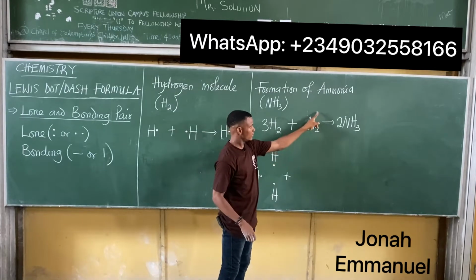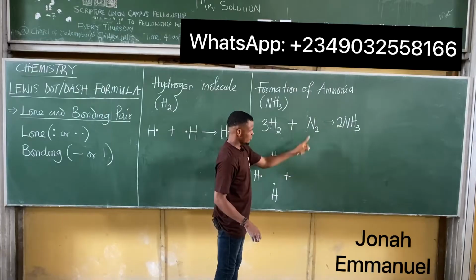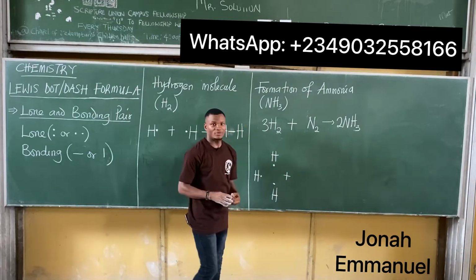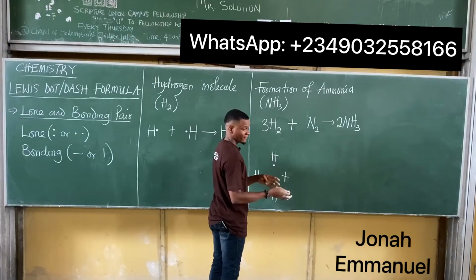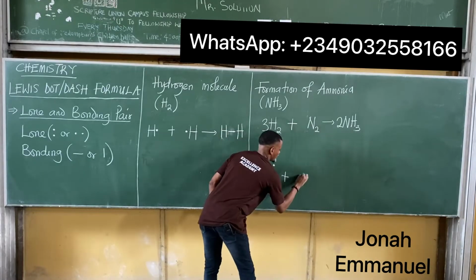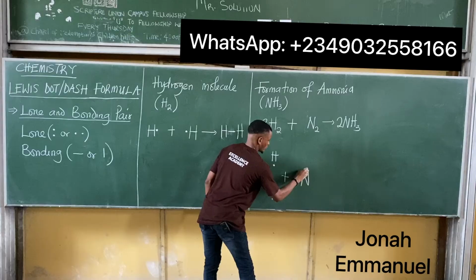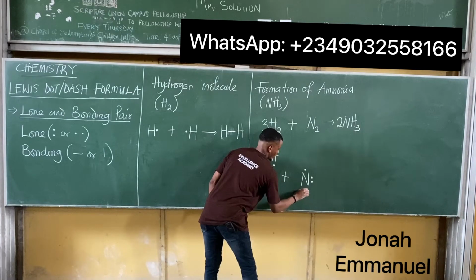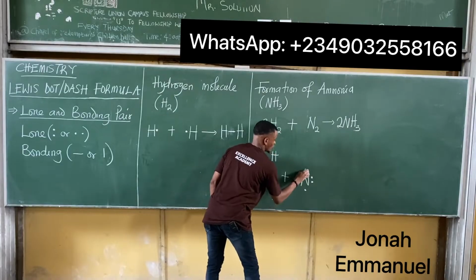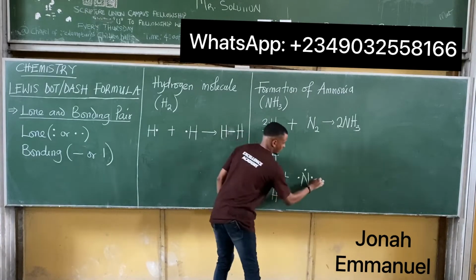So 1 atom of nitrogen here. Nitrogen is atomic number 7, so the configuration becomes 2, 5. So nitrogen will have 5 valence electrons: 1, 2, 3, 4, and 5.